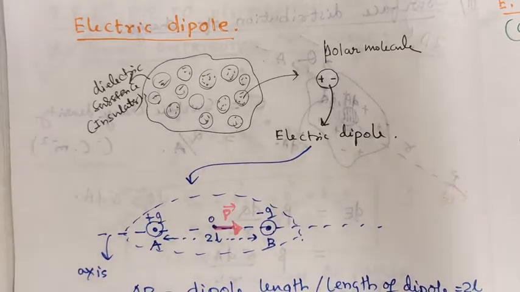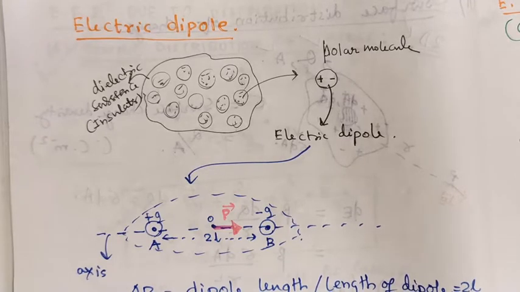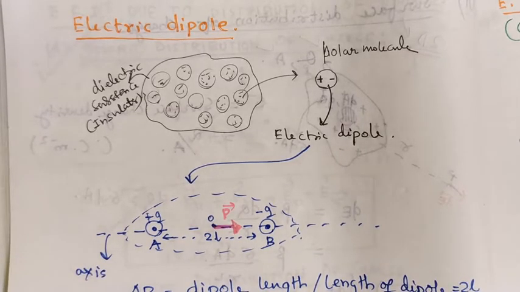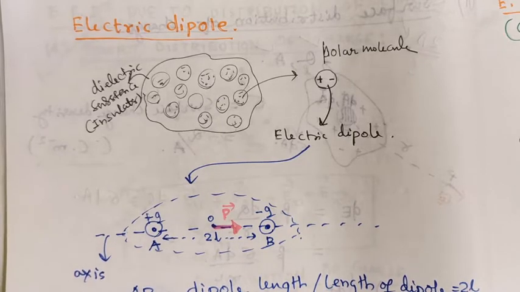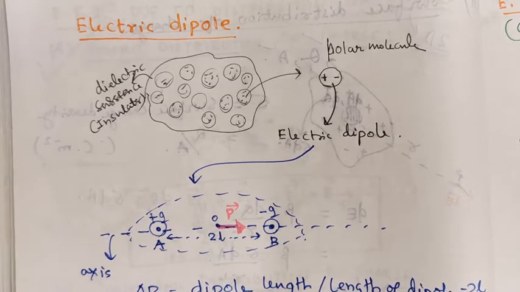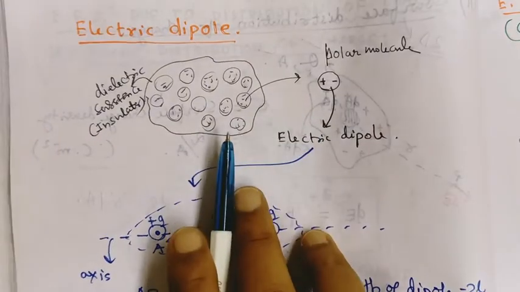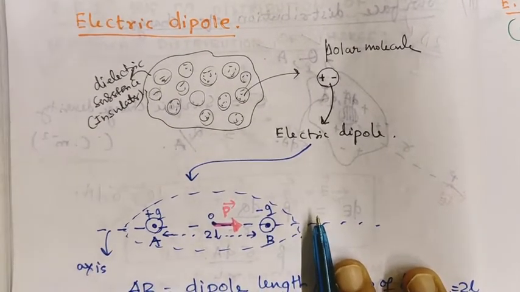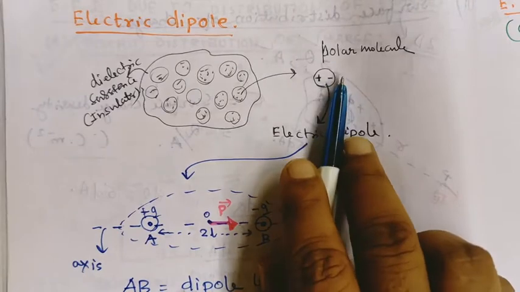Before going to the electric dipole, first recall from your 11th class chemistry the polar and non-polar molecule. Then I will take you to an electrical device. You already know the capacitor. In a fan or motor, you are using a capacitor. Inside the capacitor, an insulating material is kept to increase its capacity. That insulator is made of so many molecules, and each and every molecule is treated as a polar molecule.